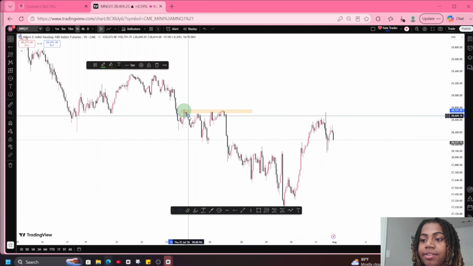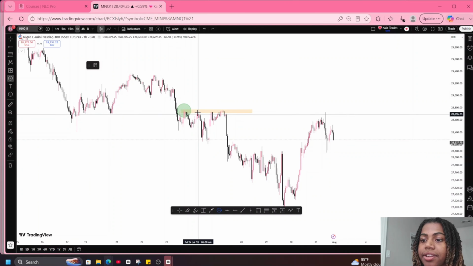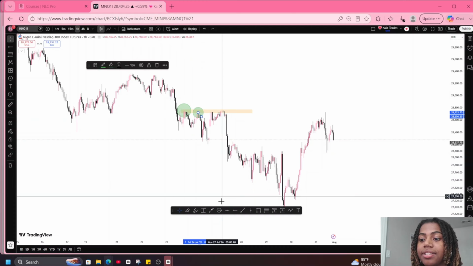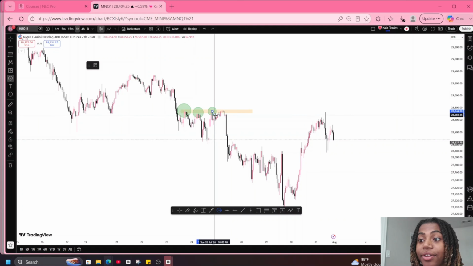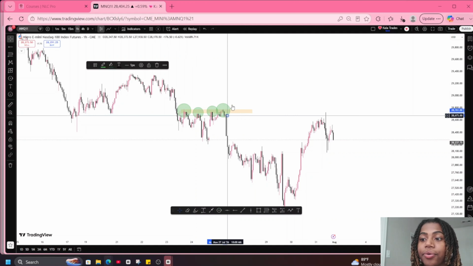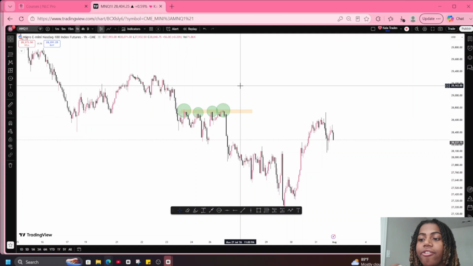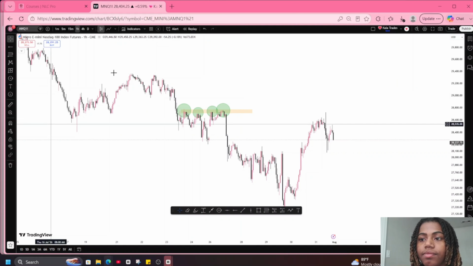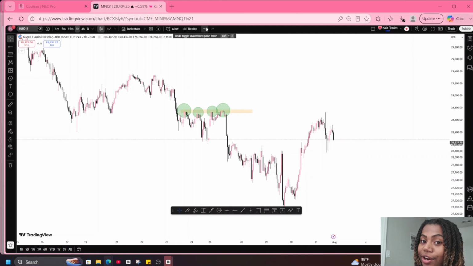Price interacted with this level once. Price interacted with this level twice. Price interacted with this level 3 times. Price interacted with this level about 4 times. So we can see those very clear points of interaction using our circle tool. Okay, we're going to delete all of those using our arrow.